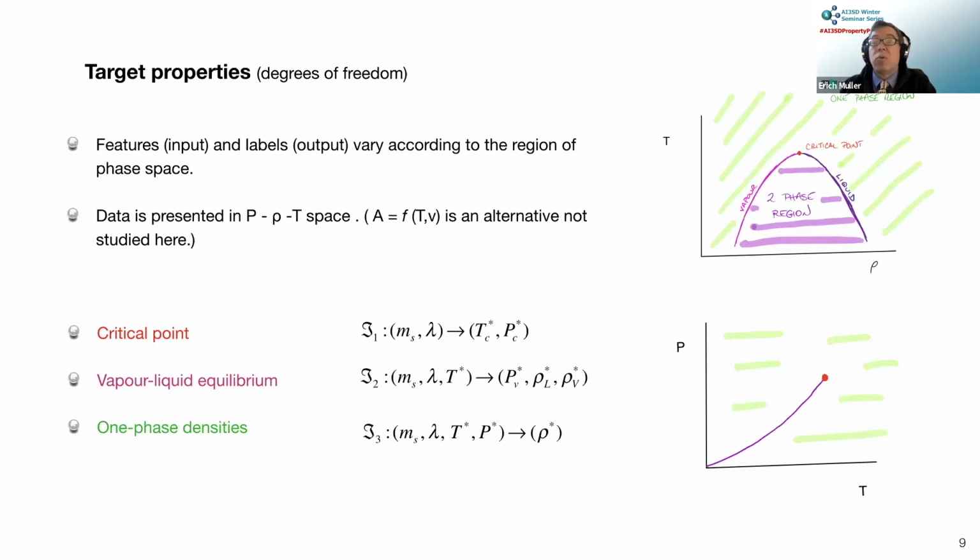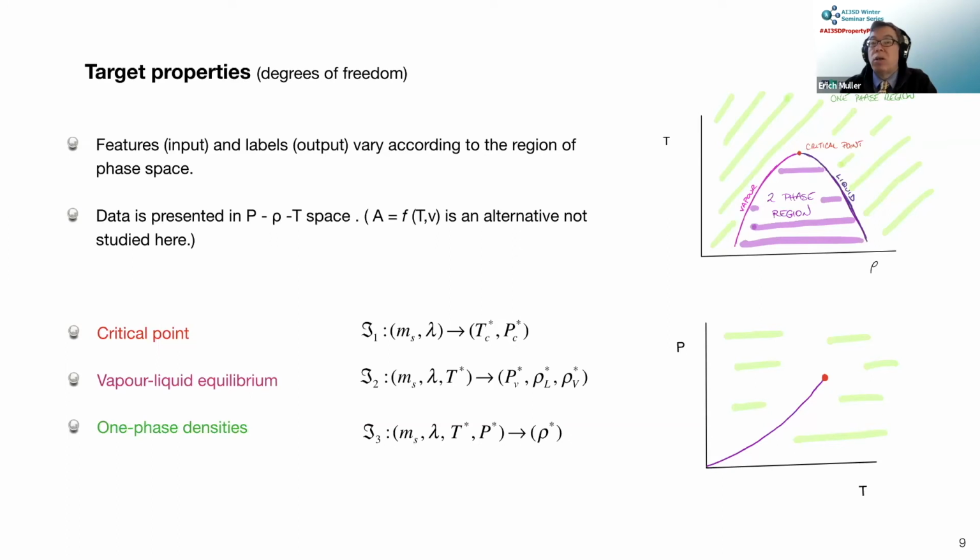For the critical point, once we define what M and lambda are, the critical point is defined. Again, it's useful to think about the Lennard-Jones system in which there's only one degree of freedom and there's only one critical point for the Lennard-Jones system.